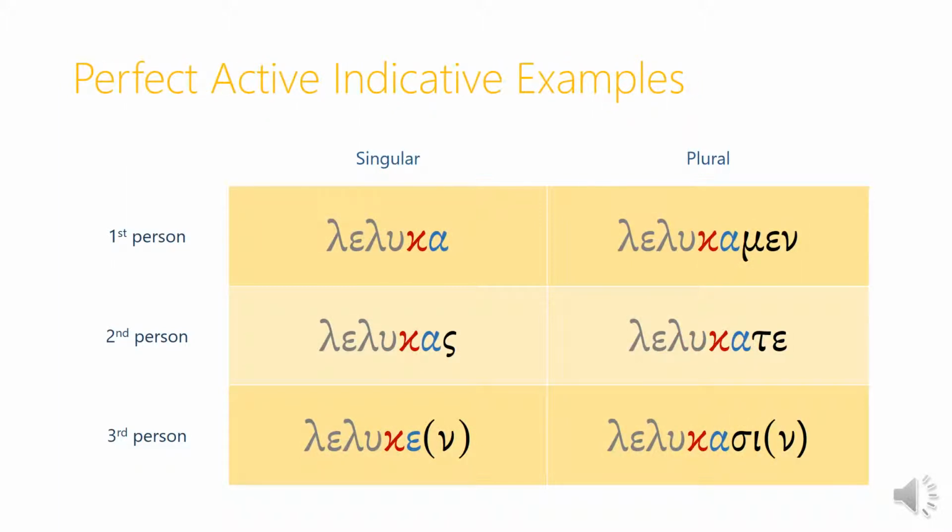Here are some examples of the first perfect active indicative forms from luo. So the first person singular would be lelu ka, second person singular lelu kas, and third person singular lelu ke or lelu ken. And in the plural, lelu kamen, lelu kate, and lelu kasi.